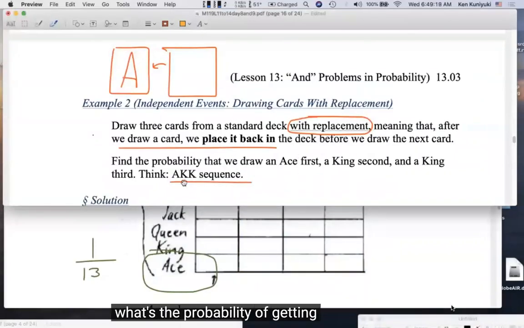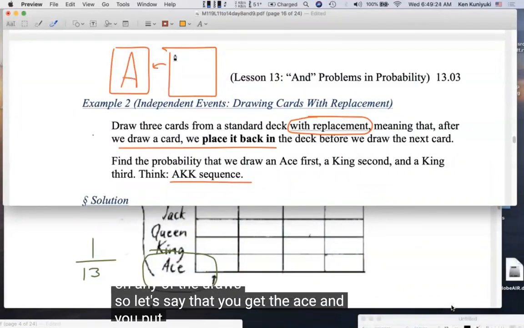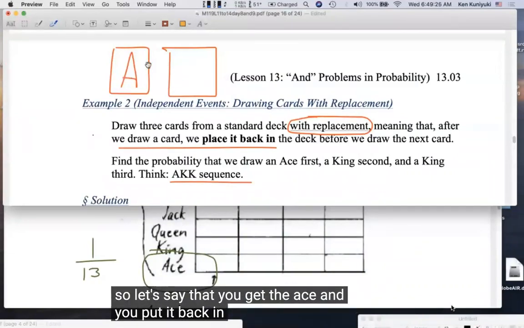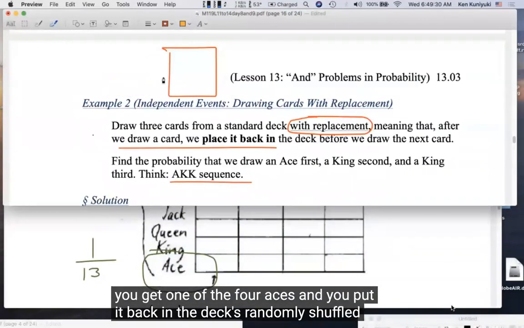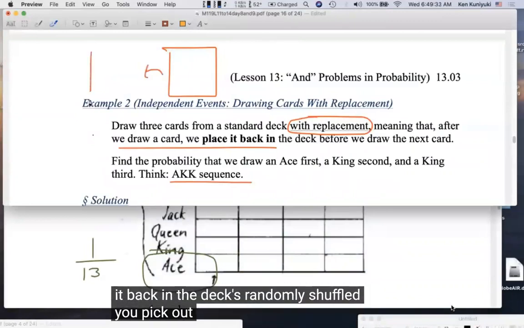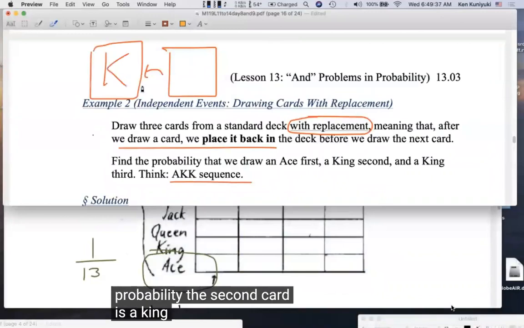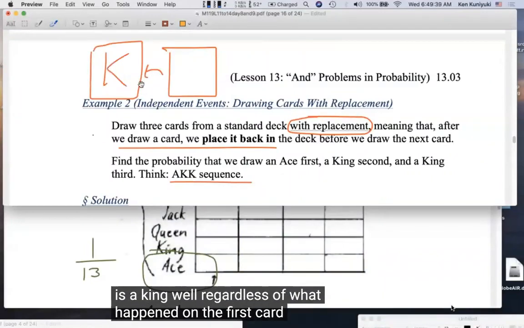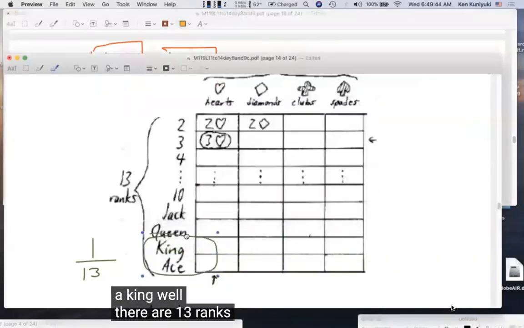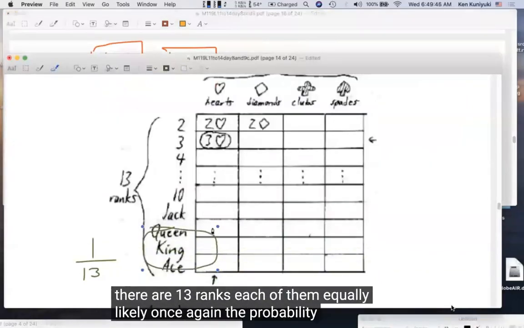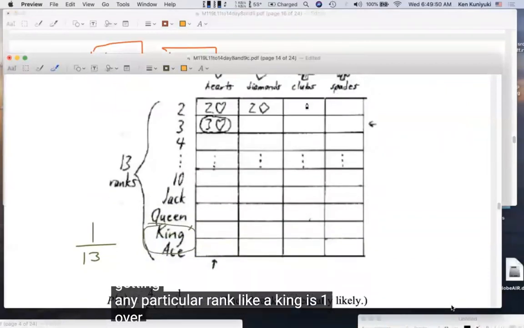What's the probability of getting a king on any of the draws? So let's say that you get the ace and you put it back in. You get one of the 4 aces and you put it back in. The deck's randomly shuffled. You pick out the second card. What's the probability the second card is a king? Well, regardless of what happened on the first card, there are 13 ranks, each of them equally likely. Once again, the probability of getting any particular rank, like a king, is 1 over 13.